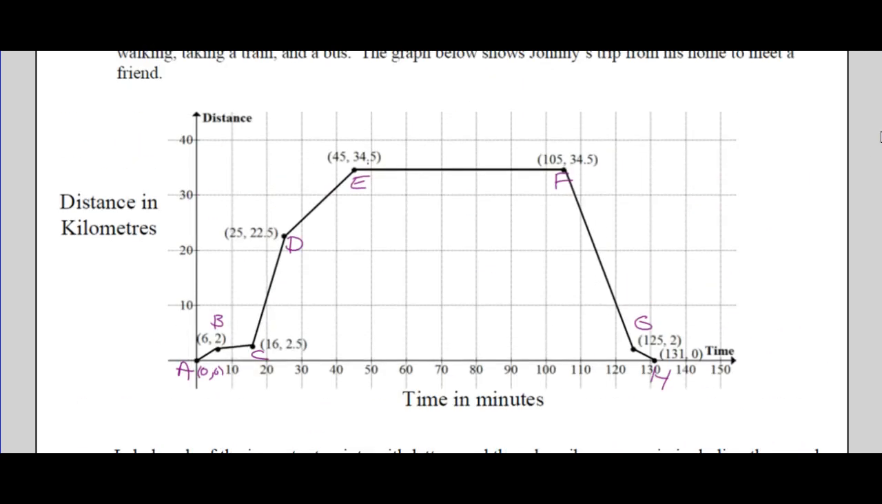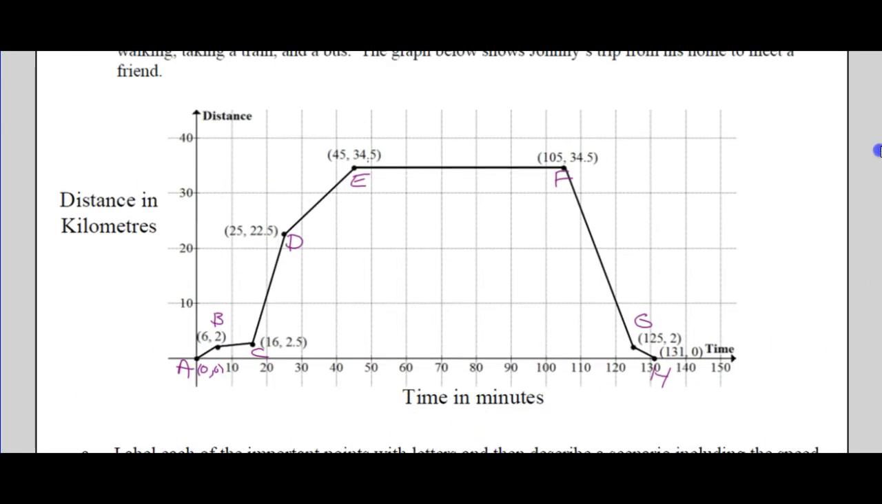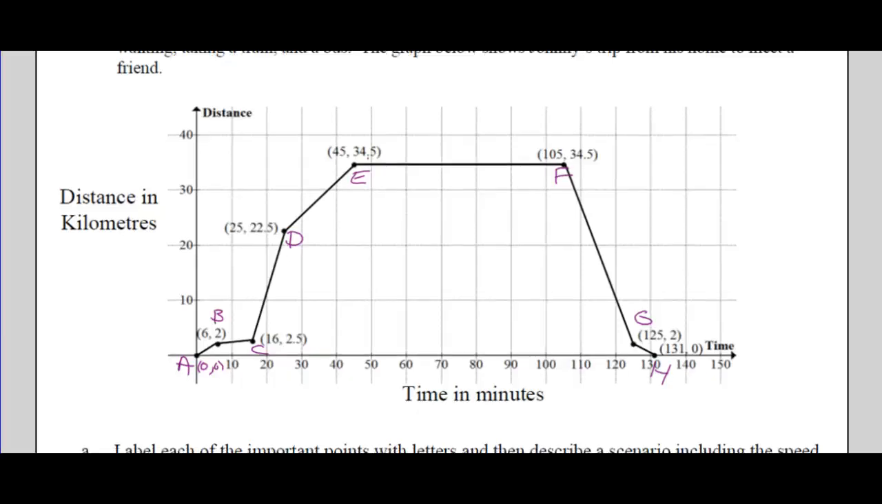Oh, sorry, was that D? That was D to E. Where you got on the bus. Okay, what's happening from E to F? He's at his friend's house. He stopped at his friend's house, right? Yeah. So he is going 0 kilometers in 60 minutes.